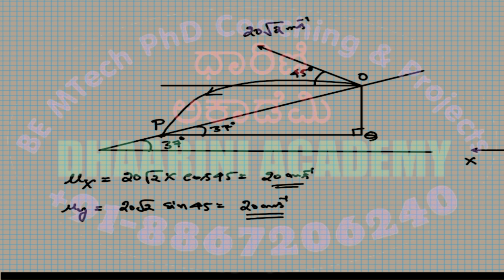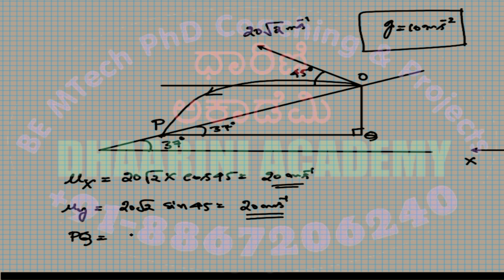Okay, now if I want to calculate the horizontal distance QP, then that will be using ux into time, because there is no acceleration along x-axis. Normal equation, distance is equal to ut plus half at square, but ax is equal to 0. All right, let's take g as 10 meters per second square for this problem. So this means if I want to calculate PQ, this distance has to be ux into time, so that is 20t.